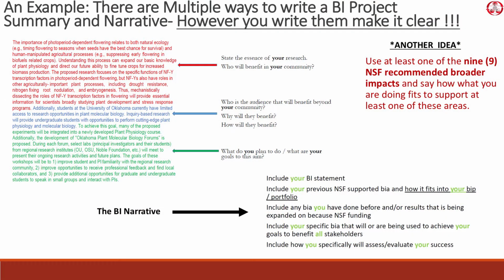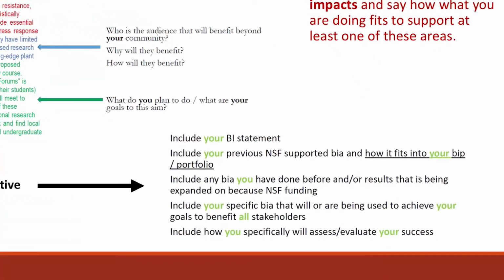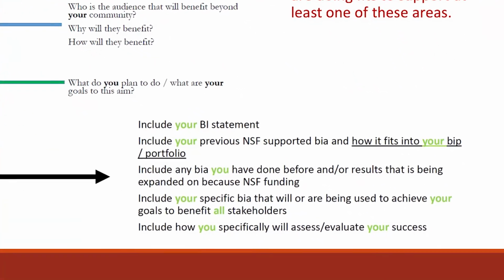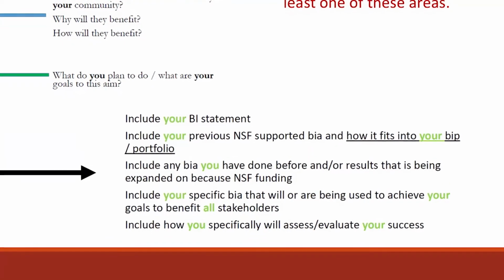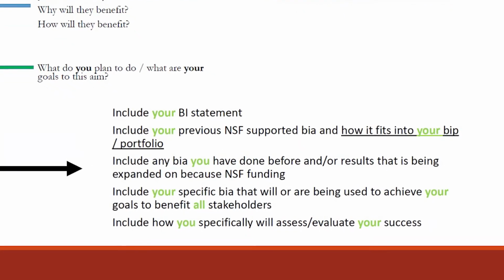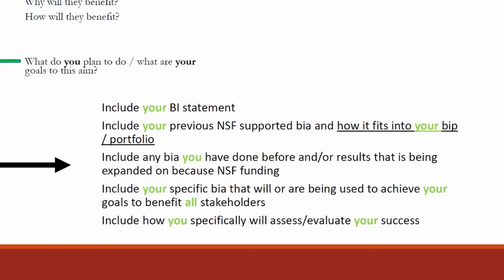Once you get over $1 million, then we begin to change how broader impacts should be put together. But for the most part, when you're first starting out, this is the kind of frame. I suggest that you write your narrative first before you do your summary, because your summary should reflect what your narrative is. If you can't write a good narrative, then you won't write a good summary.